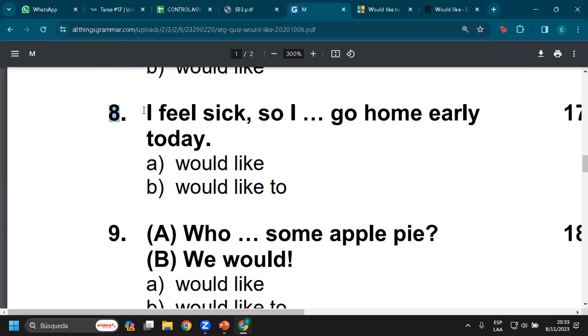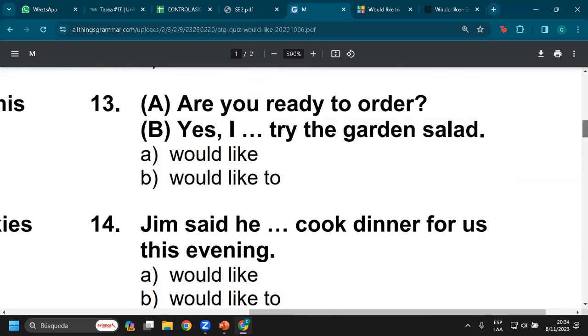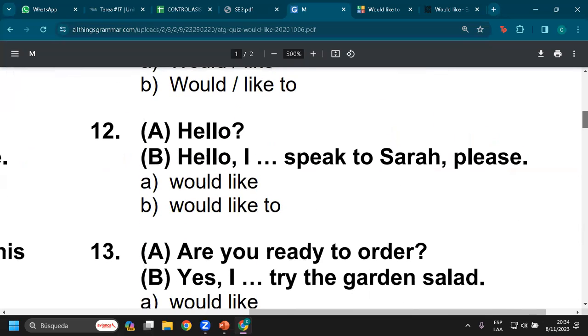¿Cómo quedaría la number eight? Volunteer, please. I feel sick, so I would like to go home early today. Ok, everybody, ¿están de acuerdo? I would like to go. Yes. Totally. Very good job. Ok, veamos por aquí. Si tenemos solo affirmatives or negatives.